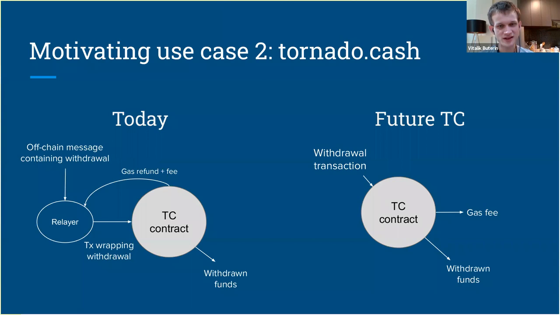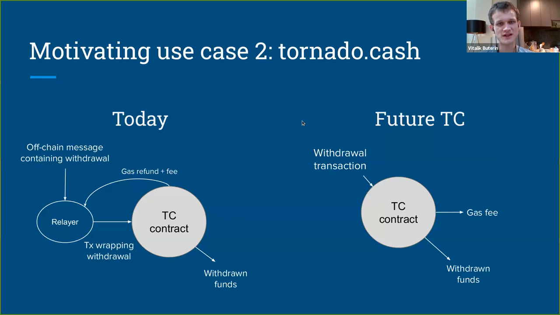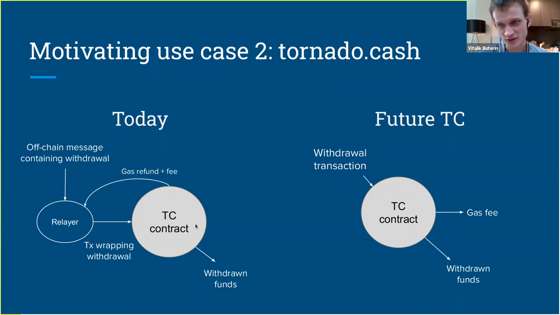The second major motivating use case is mixers, right? Generally, privacy solutions, or things like Tornado Cash. If we look at how Tornado Cash works, it's a smart contract where you deposit into the contract, and then you get this data that's called a nullifier. And then when you withdraw from the contract, you provide a zero knowledge proof that you have some note that hasn't been included before, but the zero knowledge proof does not reveal which deposit your withdrawal corresponds to. And so it cryptographically unlinks the deposit from the withdrawal, and so you have privacy.